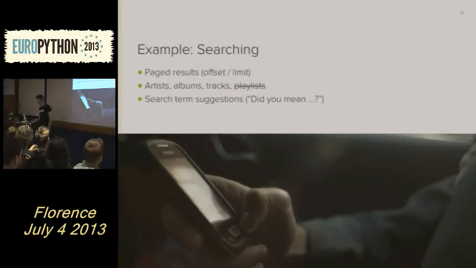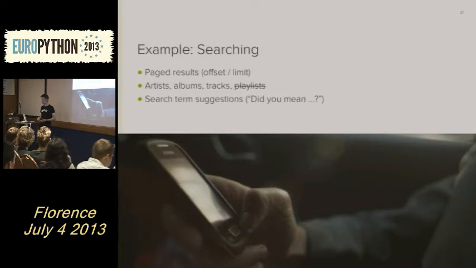The next example involves searching. The search API gives you paged results, so you can tell it the search offset and the number of items you want to retrieve. You will get artists and albums and tracks and playlists all at the same time. However, I didn't figure out how to access the actual playlist results in PySpotify, so that seems to be missing, or at least I didn't find it in the wrapper. And there are search term suggestions for misspelled search terms, like, did you mean that other, better spelling?